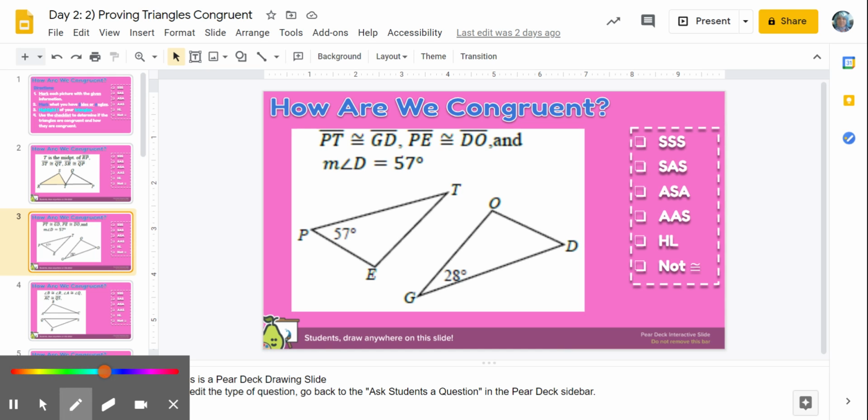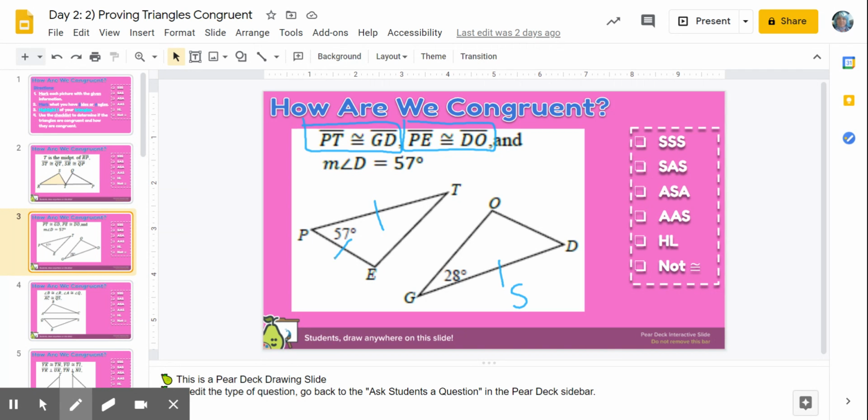So one of the things you've got to be careful of is to mark exactly what's given to you. PT is congruent to GD. That's a side, right? And then PE is congruent to DO. That's another side. And then angle D is 57. That is all the information you are given.